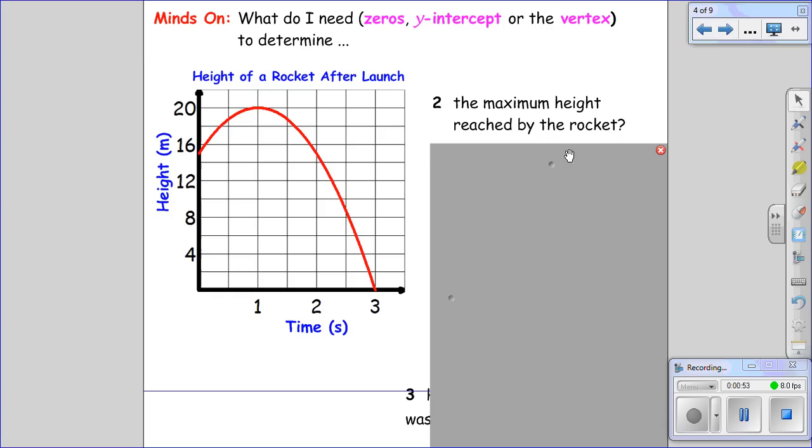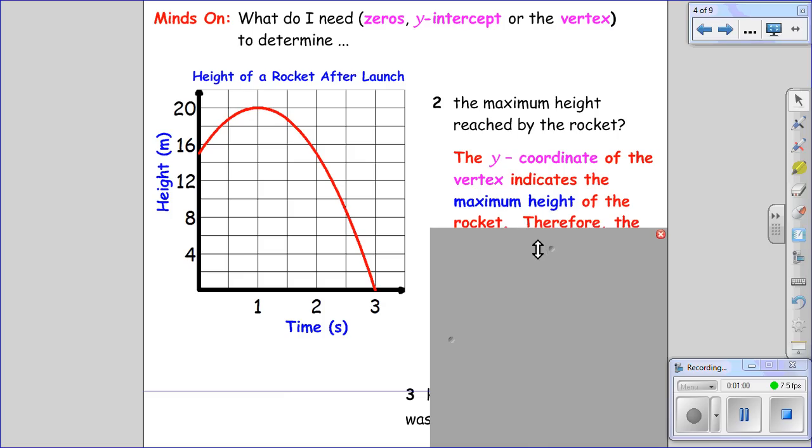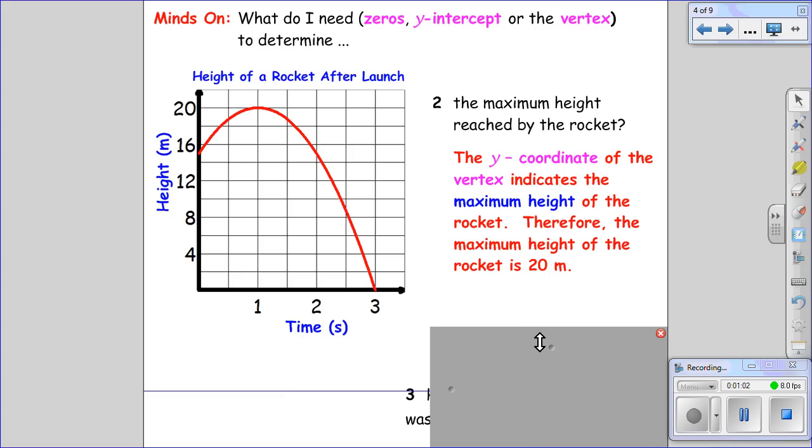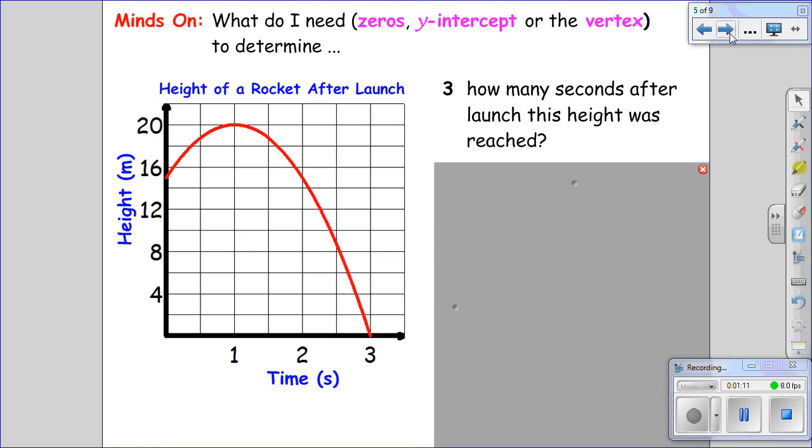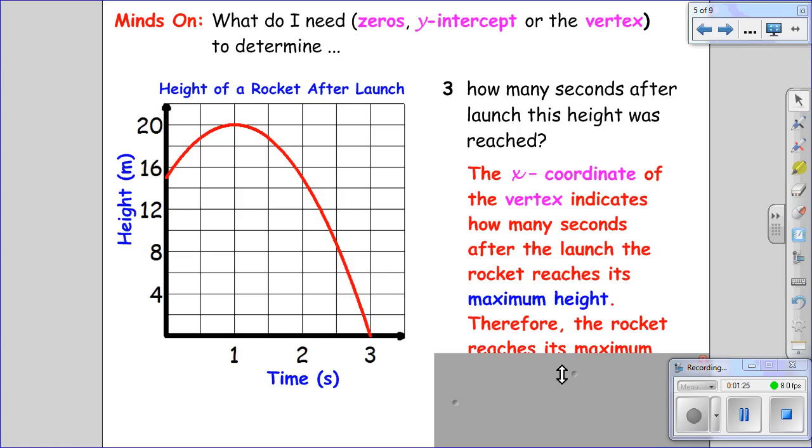If I want the maximum height reached by the rocket, well, that occurs right here. That's my vertex. Again, if I had an equation, I'd want vertex form, and it looks like the maximum height of the rocket is approximately, or it looks like it's exactly 20 meters based on this graph. How many seconds after the launch was this height reached? This height referring back to the maximum height. So of course that has to be referring to the vertex location for time. So time is 1 second at the vertex.